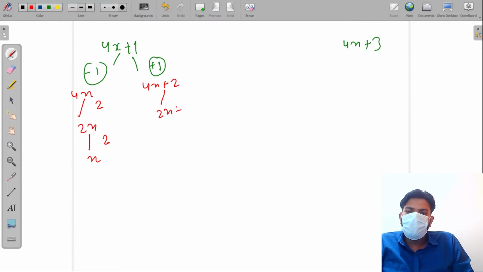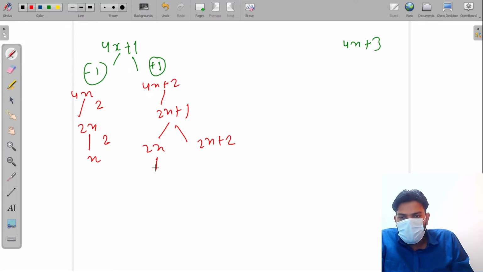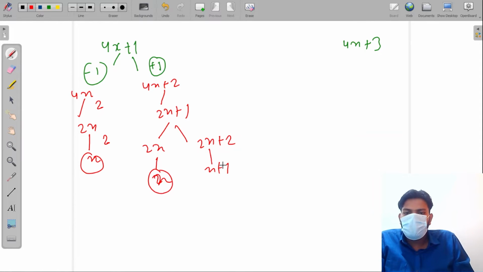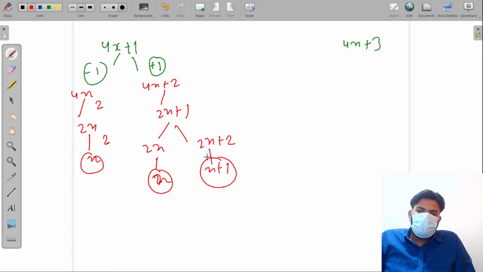In the other case, you get 2x plus 1, and then you have two options. You can take minus 1 or plus 1. You take minus 1 and you have 2x, and then you get x. Or you take plus 1 and get 2x plus 2, which is even, so you get x plus 1. Okay, so finally you got x here and x plus 1 here.